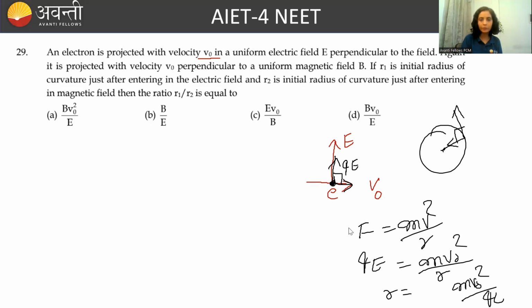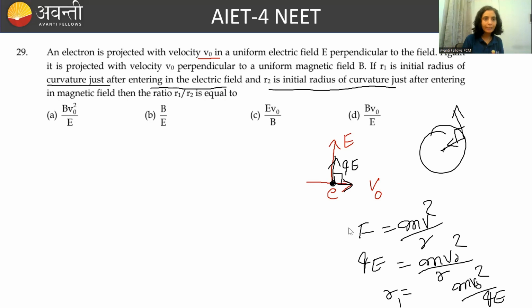Mv naught square by q. So this is the first thing. Now this is r1. Now what is happening? If r1 is the initial radius of curvature just after entering the electric field, and r2 is the initial radius of curvature just after entering the magnetic field.